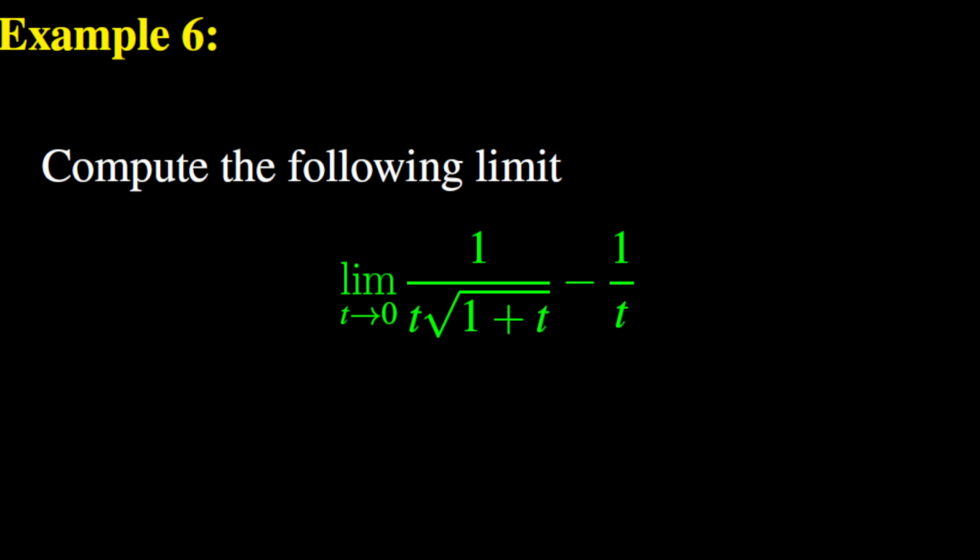In this last example, we want to calculate the limit as t goes to 0 of the fraction 1 over t times square root of 1 plus t minus the fraction 1 over t.